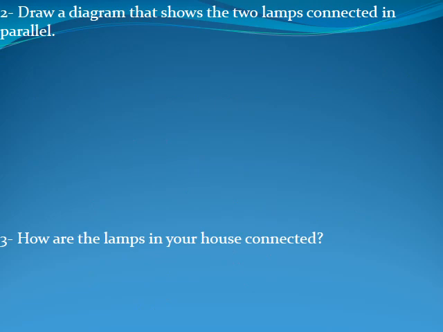Draw a diagram that shows the 2 lamps connected in parallel. So first you have to draw the battery. They should be connected in parallel, so they are over each other. These are connected in parallel, and this is the figure. This is an easy one.